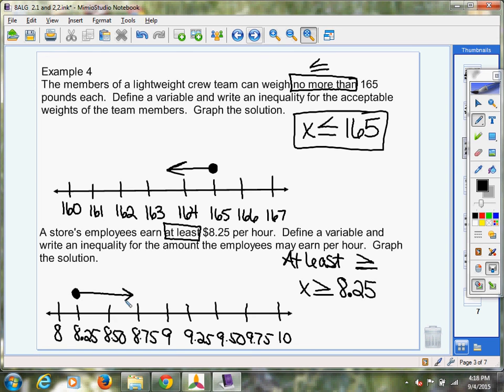Okay, so that's it for section 2.1. It should be pretty simple. It should be very familiar, just introduction to the concept of inequalities.